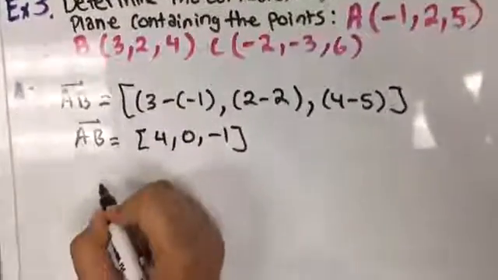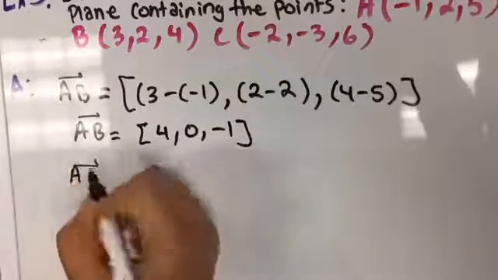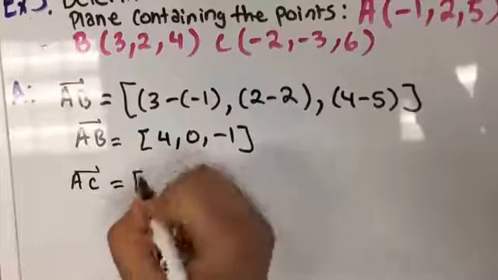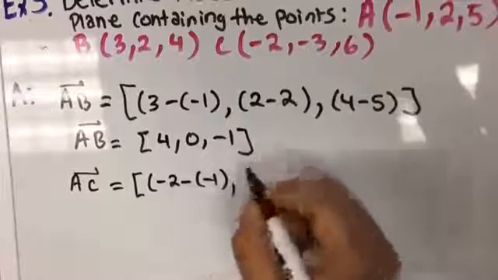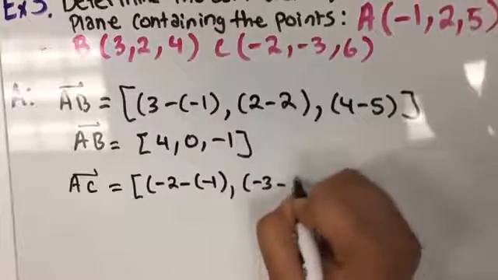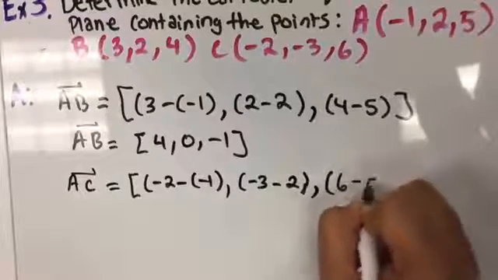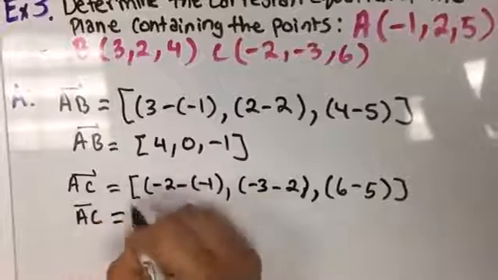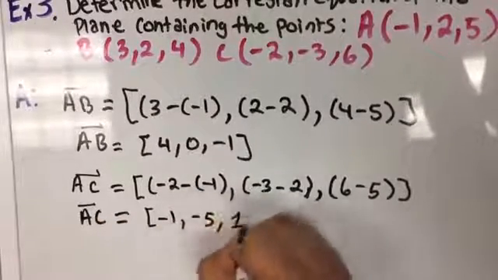Now we're going to do the same thing for vector AC. So in order to find vector AC, we're going to subtract the coordinates of point A from point C. So this will give us -2 minus -1 for our i coordinate, -3 minus -2 for our j coordinate, and 6 minus 5 for our k coordinate. So vector AC is going to be -1, -5, and 1 as the coordinates.